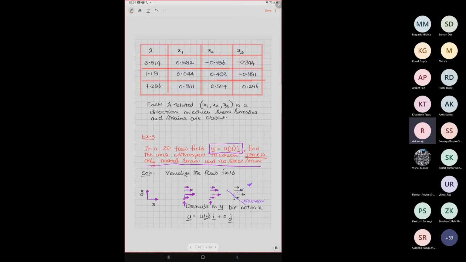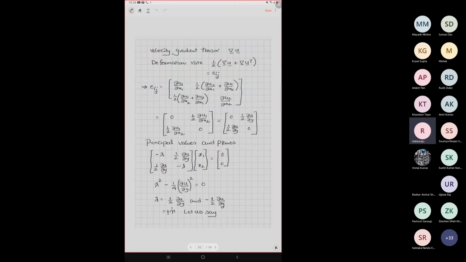There is only normal strain, but no shear strain. Can I find it? That means, can I look at one particular plane where I experience only normal, but no shear? So the natural choice for us is to look at principal directions. It is a two-dimensional world. So let us begin with del u. The deformation rate tensor is half of del u plus del u transpose. The other components are 0 if I look at it in 3D, because there is no w component. So these components will be 0.